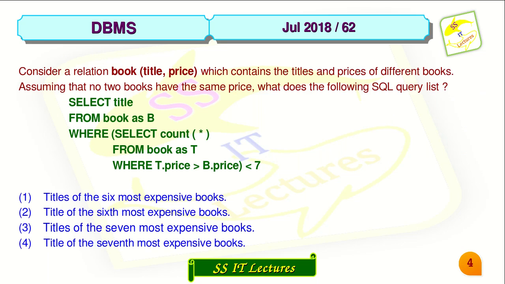Next query, they have given the relation book title, price, and no two books are having the same price. From the query we have to find what is the result of the query. Select title, that is we have to choose the title from table book as B, where subquery starts. Select count star from book as T, where T dot price is greater than B dot price. Closing the subquery, then less than 7.